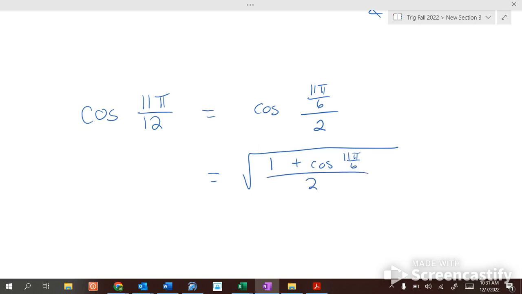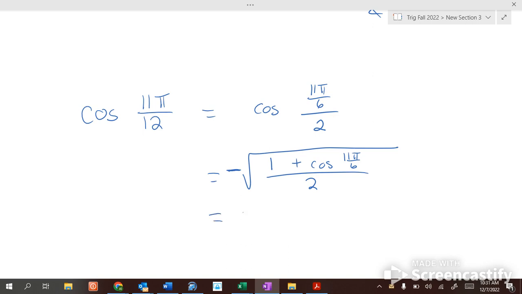Now, where is 11 pi over 12? What quadrant? Nope. Try again. Not 1. 2. Quadrant 2. What's cosine in the second quadrant? Negative. So your answer is going to have a negative out in front. That's why on your note card it's plus or minus. Okay? But in this case, it's going to be negative.